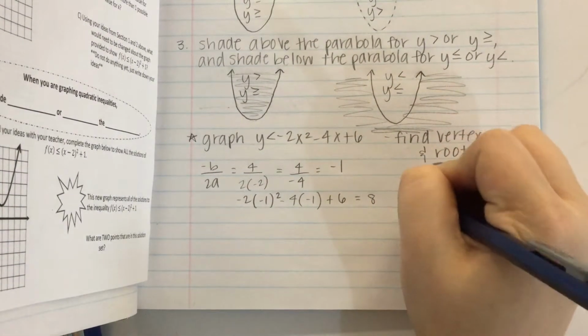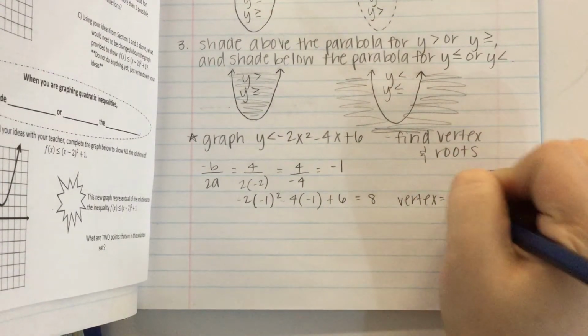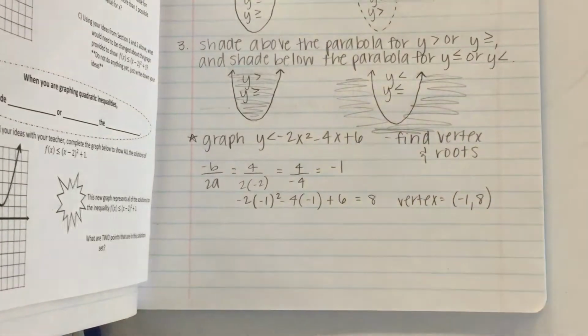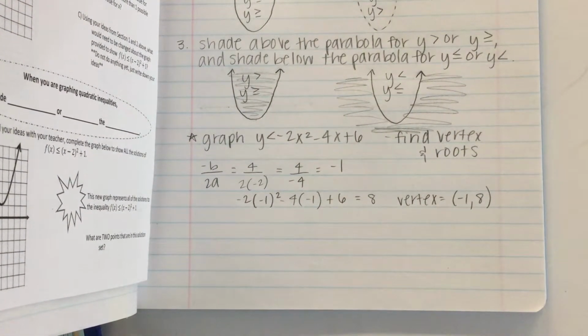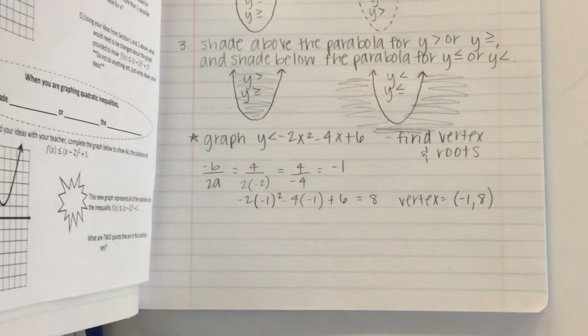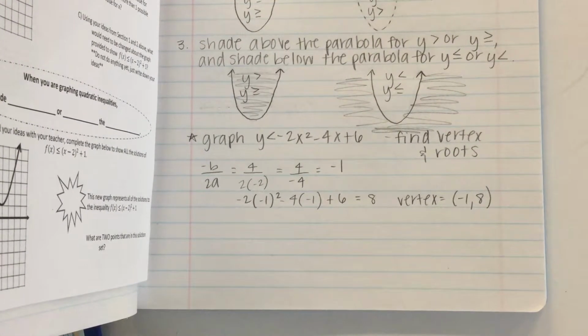So negative 2 plus 4 plus 6 is 8. So vertex is negative 1, 8. Does this one open up or down? Down.